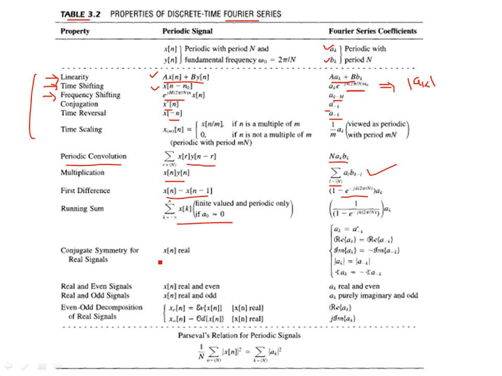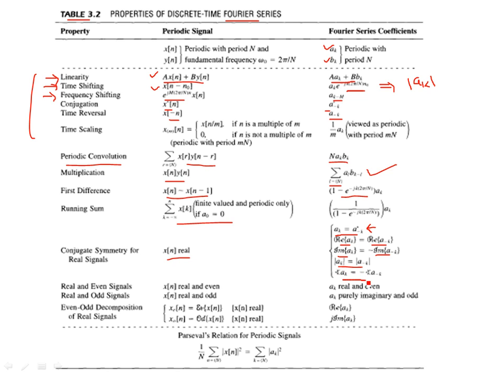Similarly, for the conjugate symmetry, if x of n is real, as we were discussing before, then the Fourier coefficients occur in conjugate symmetry. Okay, and the real parts of a_k are the same. Imaginary parts occur in the odd manner, so the imaginary part is negated. So basically, they're in conjugate symmetry. This is what is being implied by this term. The magnitudes stay the same.